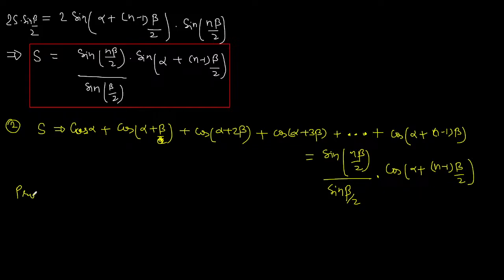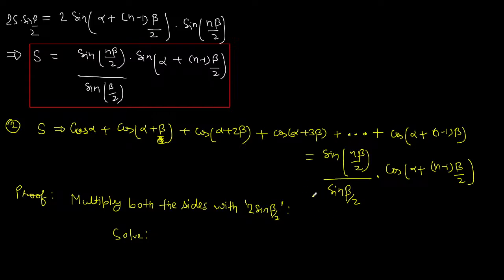So if you want the proof, multiply both the sides with 2 sine beta by 2 and then solve. We'll get this proof. Okay. So now what? We will have a few questions on that.